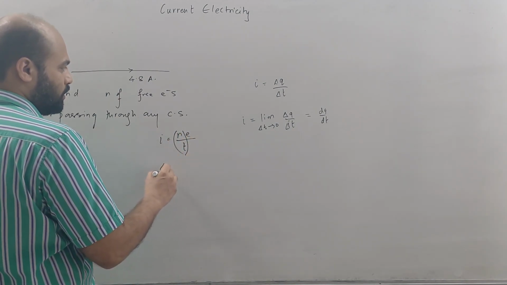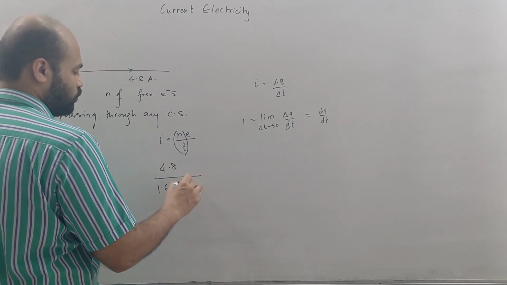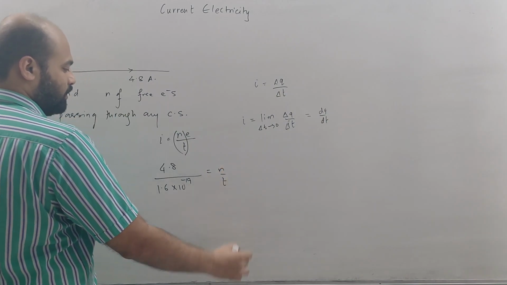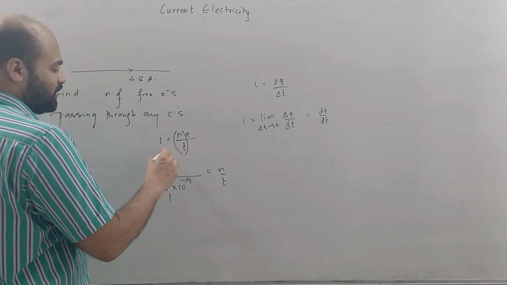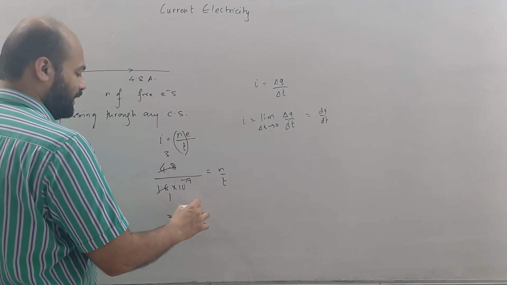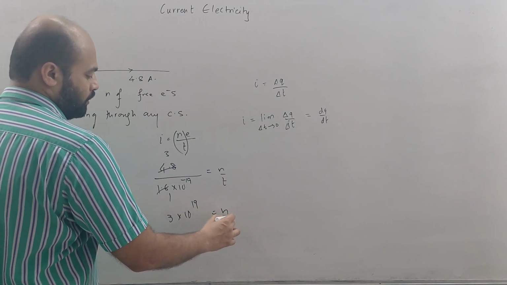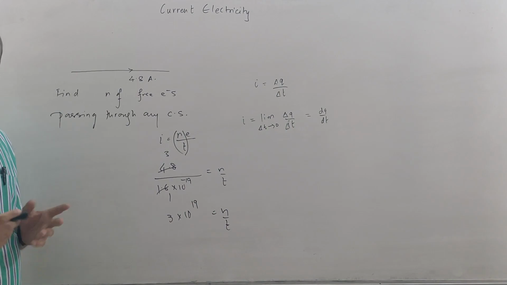So all that we will do is 4.8 divided by 1.6 into 10 to the power minus 19. So what you get is N by T. Now 16 threes are 48, and what you get is 3 into 10 raised to 19. This is the number of electrons flowing per unit time. So that is the answer to this question.